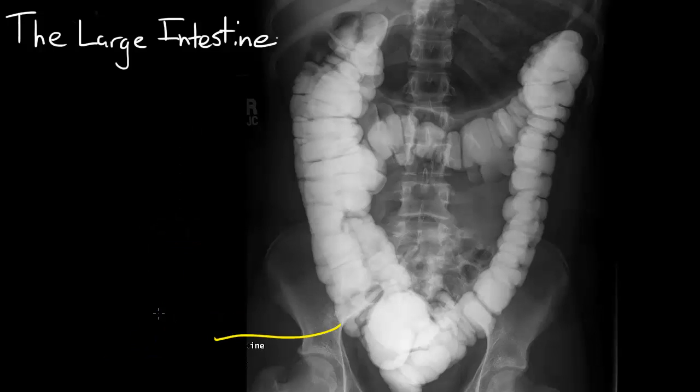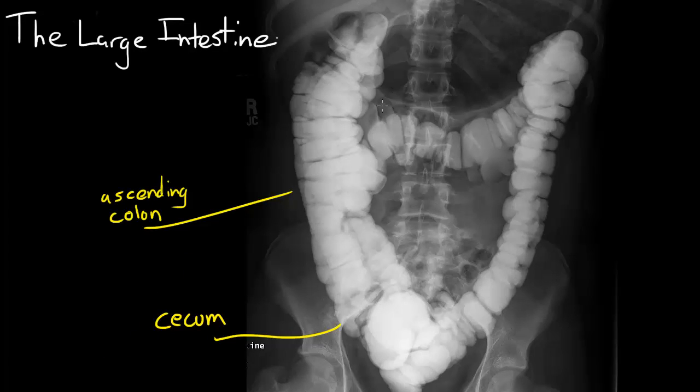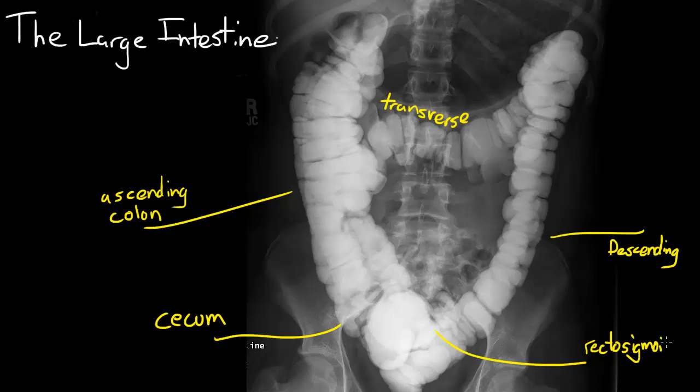This is a normal barium enema that was performed as part of a workup for a patient. You can see some of the anatomy we've been describing. The cecum is in the right lower quadrant. The ascending colon, transverse colon, and descending colon are well seen. The rectosigmoid colon is somewhat redundant and coiled up within the pelvis. The haustrations are nicely seen.